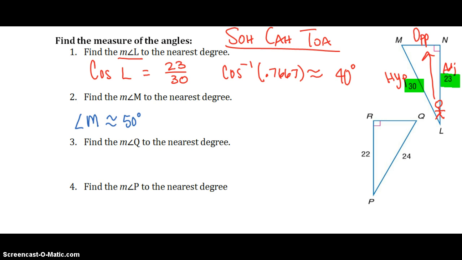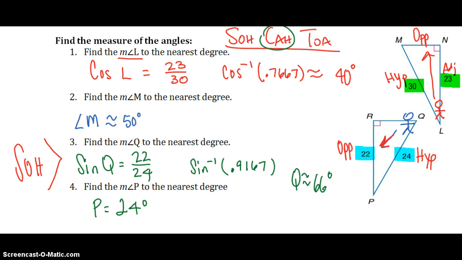If you need to pause and look at my work, please do, but I have labeled, I'm looking for angle L, and I've labeled my parts. I have adjacent, I have hypotenuse, so I'm going to pick cosine. The cosine of L is 23 over 30. That's 0.7667, but I'm looking for the angle, so that means I need to use the inverse cosine. Practice and see if you come up with about 40 also. That leaves 50 degrees to be.